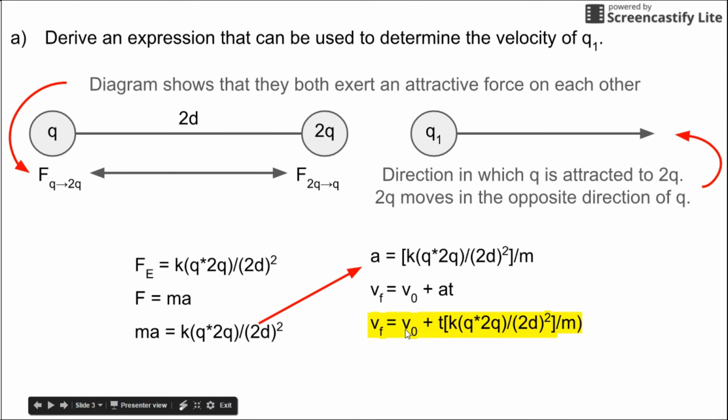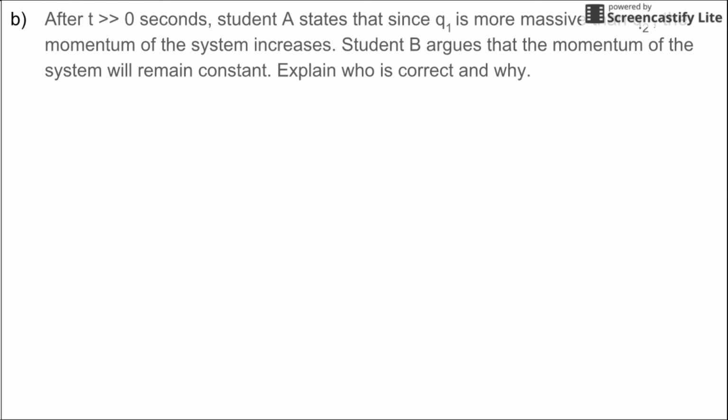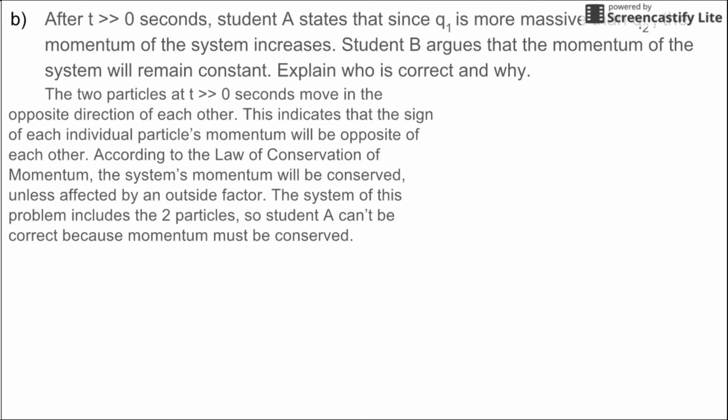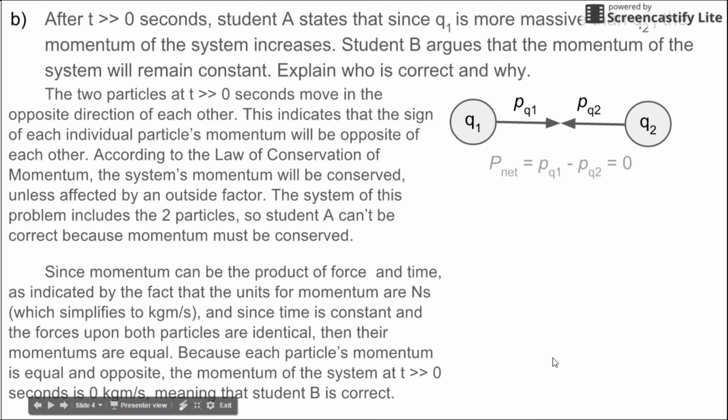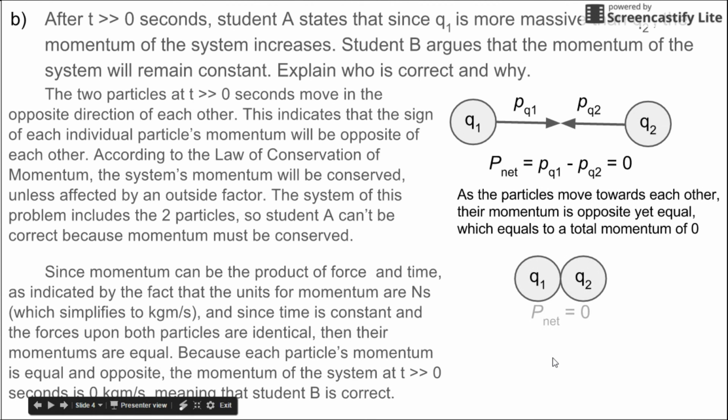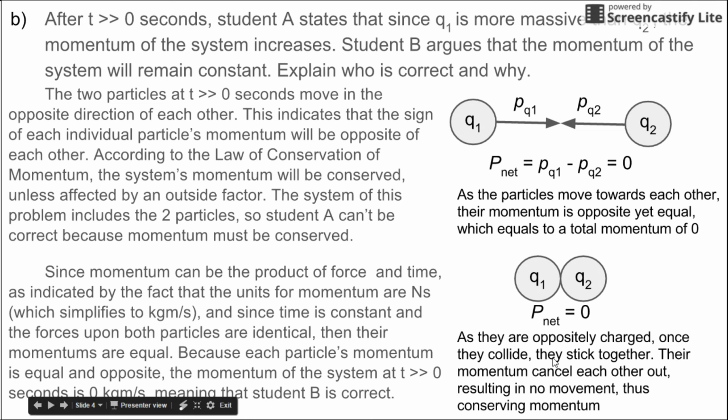What this is essentially saying is that the final velocity is equal to the initial velocity plus time times the force of the electric field divided by mass. Part B asks to figure out which student is correct and why. So I'm going to put all of this here first and paraphrase what exactly is going on.